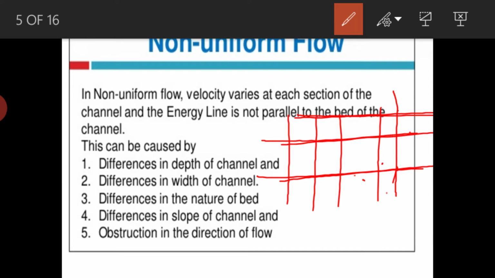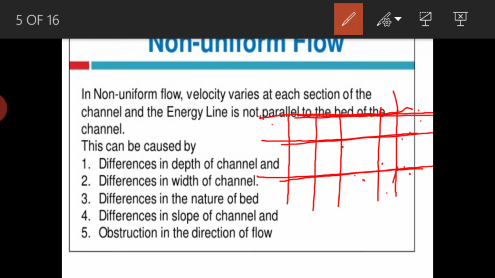But in the case of non-uniform flow, since the depth of flow is not constant at every section, the velocity varies, then the energy line will not be parallel to the bed of the channel or the slope of the water. So it will obviously vary. That is, in a non-uniform flow, velocity varies at each and every section of the channel, and the energy line is not parallel to the bed of the channel.